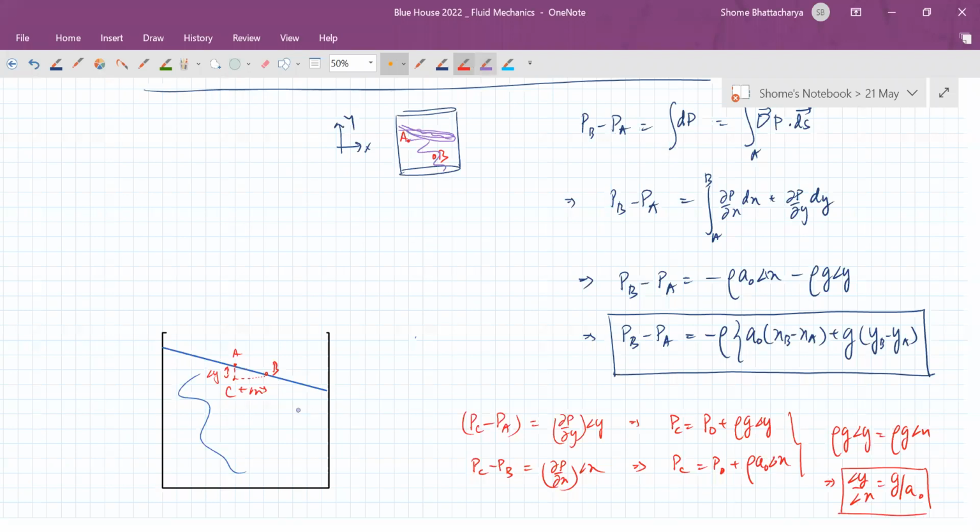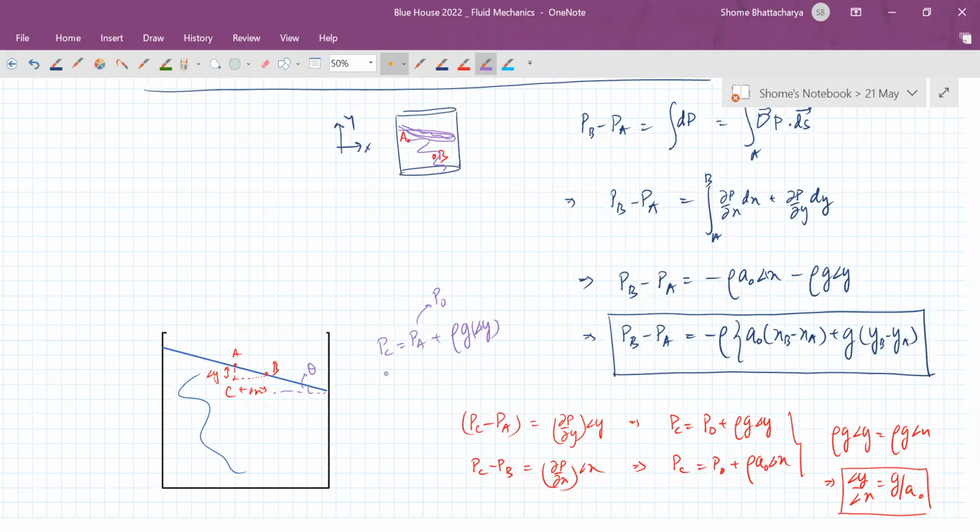Sir, what have you written besides C? Delta Y. Okay, C plus delta Y. Pressure gradient is rho G, na? So that into delta Y is the pressure difference, no? It's a very simple thing. C is below the point A. Pressure at C will be equal to how much? It will be pressure at A, which is atmospheric pressure, plus rho G into the vertical difference, rho G delta Y.